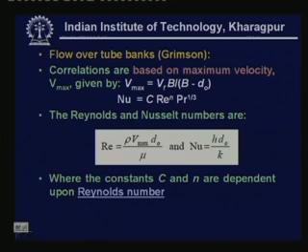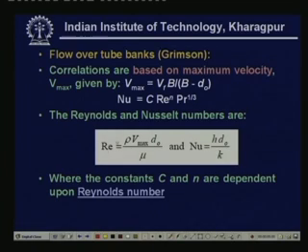So, the expression is like this: Nu equals C into Re to the power of n into Pr to the power of 1 by 3, where Re is the Reynolds number and Pr is the Prandtl number. And the Reynolds and Nusselt numbers are defined like this: Re equals rho into V max into D naught by mu. You have to be very careful how the Reynolds and Nusselt numbers are defined. Here it is defined in a slightly different manner. Here we are not using hydraulic diameter, but simply the outer diameter of the tube, because we are talking about tube banks. So, D naught is the outer diameter of the tube, mu is the viscosity of air, rho is the density of air, and V max is the maximum velocity given by the above expression.